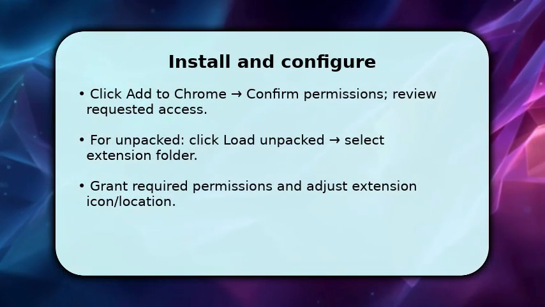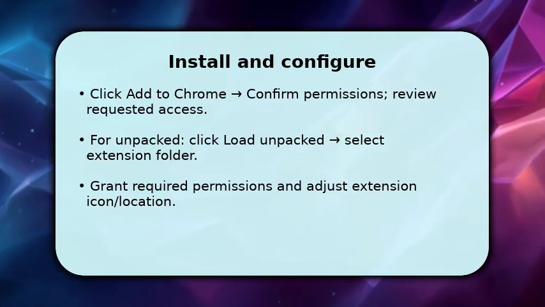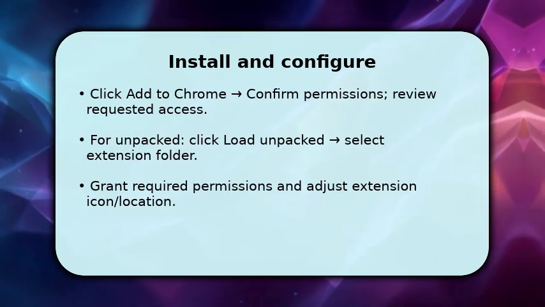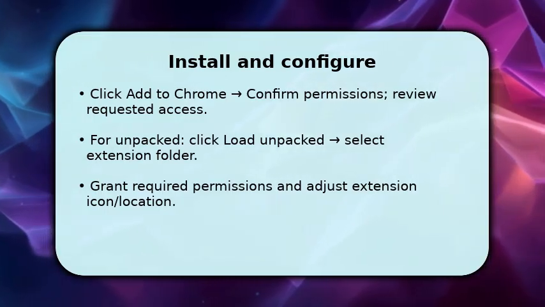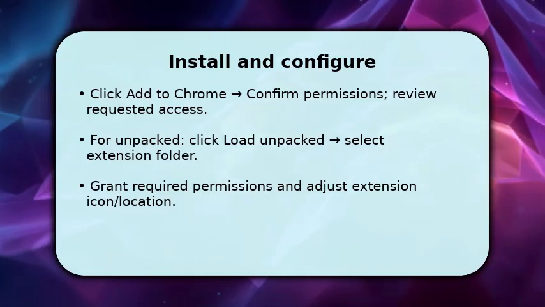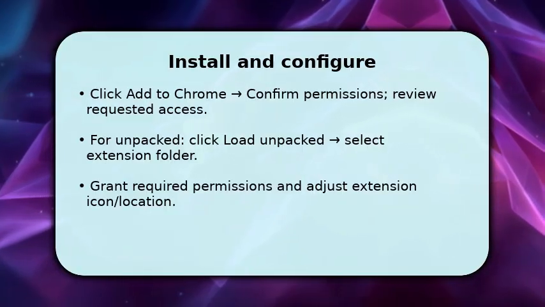Now you install and configure. Click Add to Chrome and read the permissions before confirming because permissions define what the extension can access. If you're loading an unpacked extension, enable Developer Mode, choose Load Unpacked, and pick the folder containing manifest.json. Once installed, pin the extension to the toolbar and open its options page to set preferences.